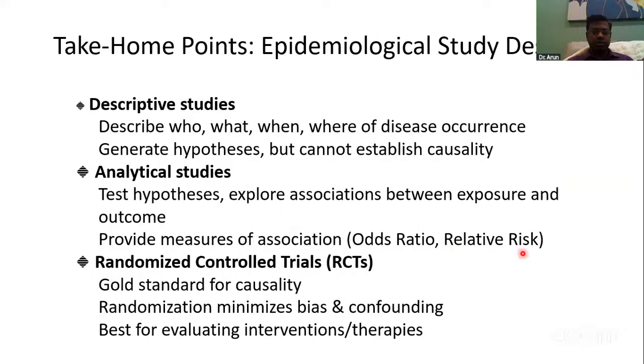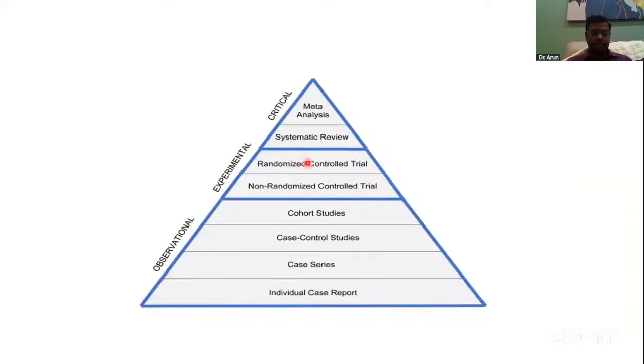That is, in case of cohort, you can calculate the incidence and relative risk. In case of case control, you can calculate the odds ratio. In randomized control studies, as we already discussed, this is the gold standard for causality, and randomization minimizes bias and confounding. It is best for evaluating interventions and therapies. So in this study pyramid, when you are moving from base to apex, your quality of evidence will improve and risk of bias will reduce.